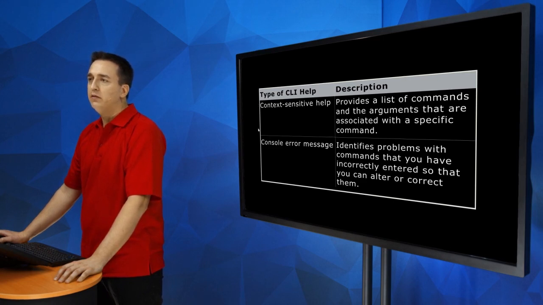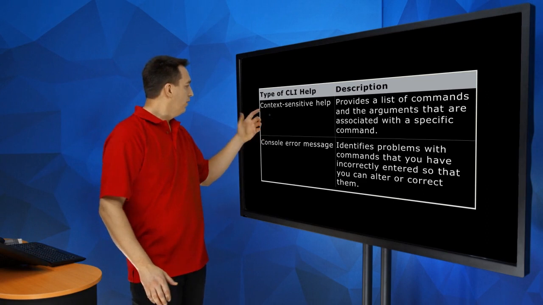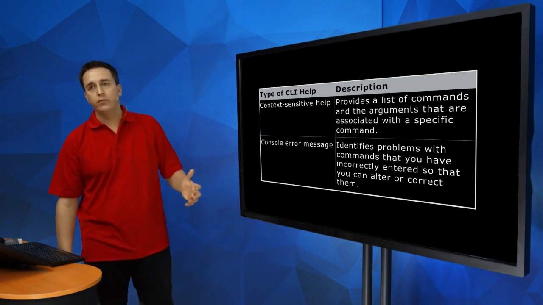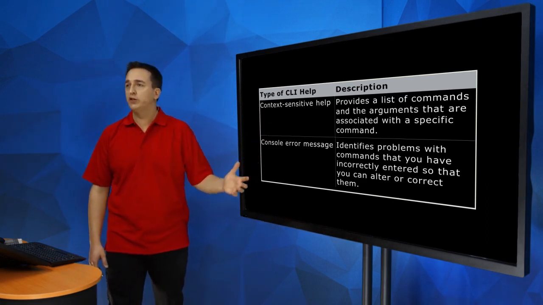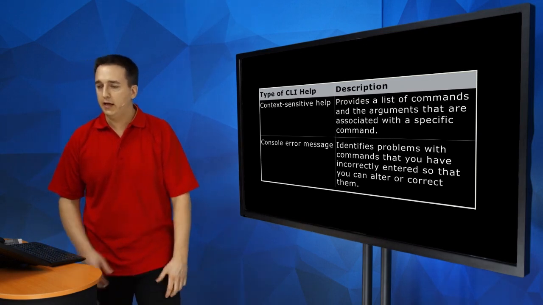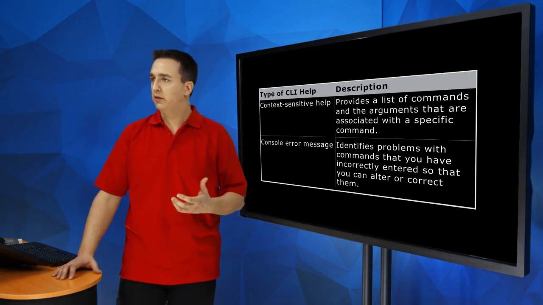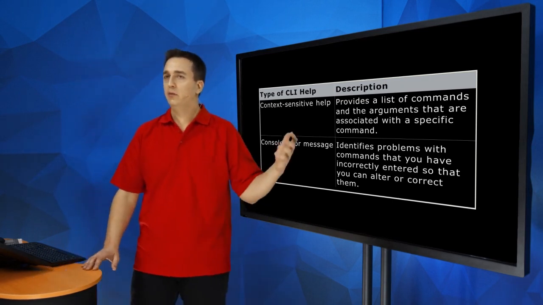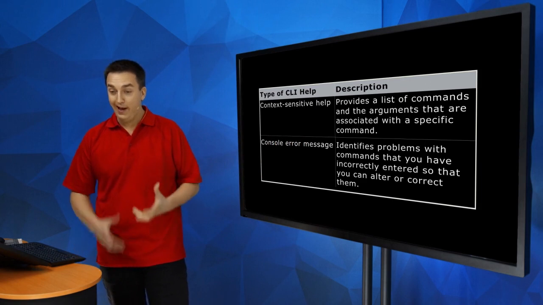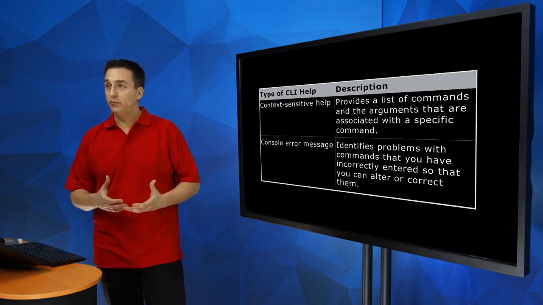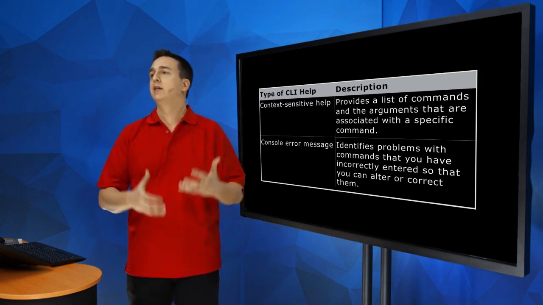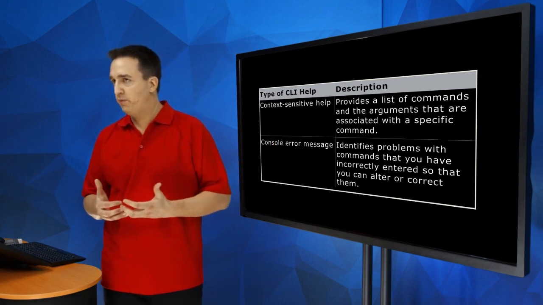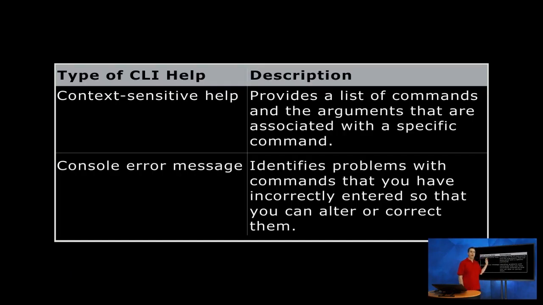We have the ability to receive help: context-sensitive help and console error message help. And I want you to take advantage of these in the real world. I want you to take advantage of them on the certification exams. Why? Because they're help. And anytime you need help, use these help functions that are built into the iOS. So first of all, we're going to break these up into two different discussions here. We're going to talk about context-sensitive help first, and we'll come back to the console error message help.